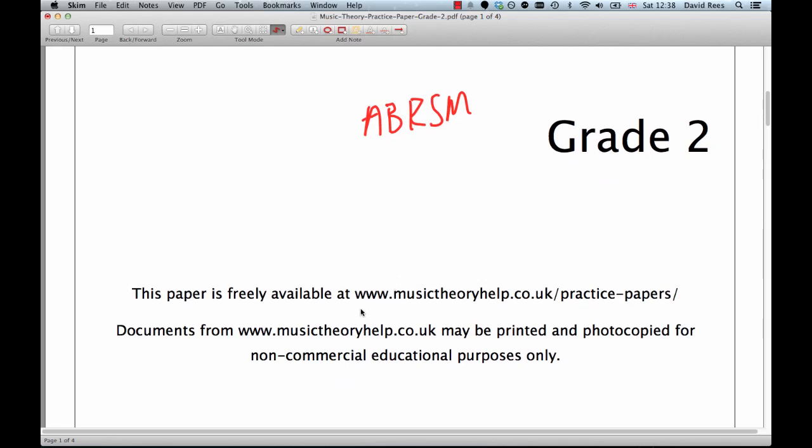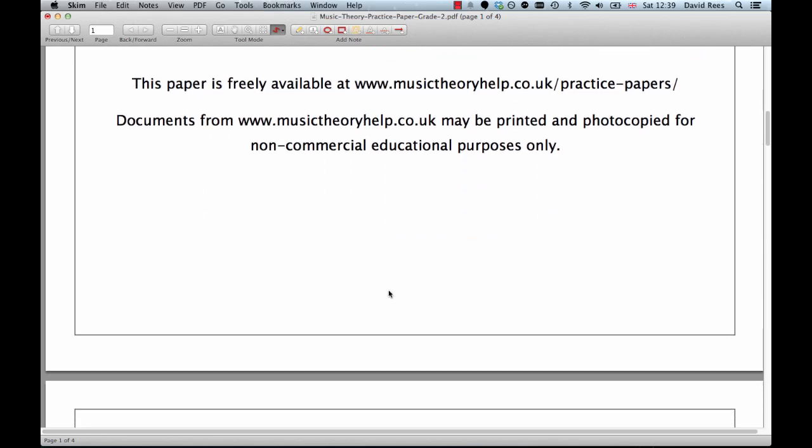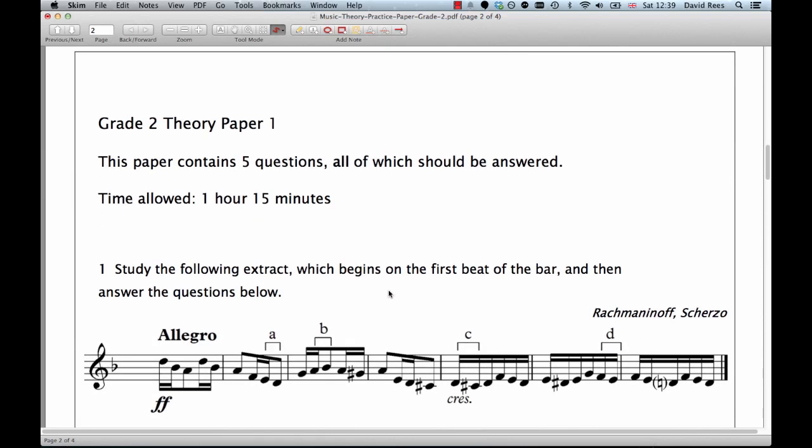You can find lots of information about music exams, and you can get hold of this paper to try yourself. And I would actually recommend having a go at completing this exam before you watch me do it, so that you can see whether we agree and you've got the same answers as me. You can also get the answers from the website as well. So lots of ways of going about doing this. But let's have a go and see how we find Grade 2.